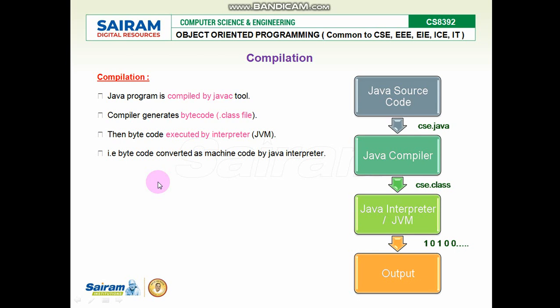Compilation: a Java program is compiled by the javac tool, which is available inside the JDK and JRE. The compiler generates a bytecode class file. This class file can be called bytecode or intermediate code. The bytecode or intermediate code is interpreted, or converted, into machine code. This bytecode is converted by the JVM, or Java interpreter, into machine code, which is ones and zeros. So this is how Java compilation and execution works.